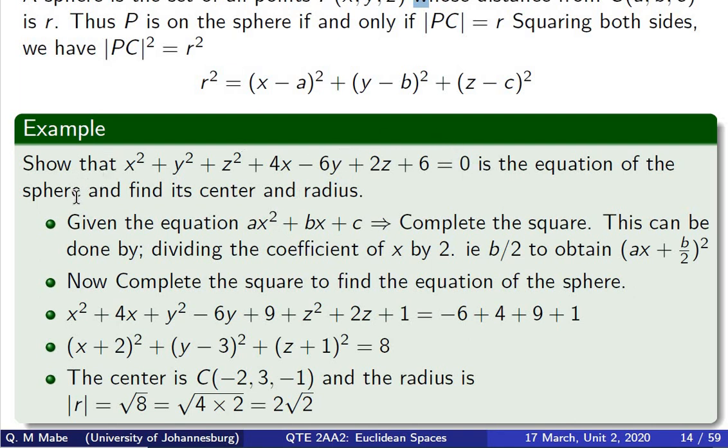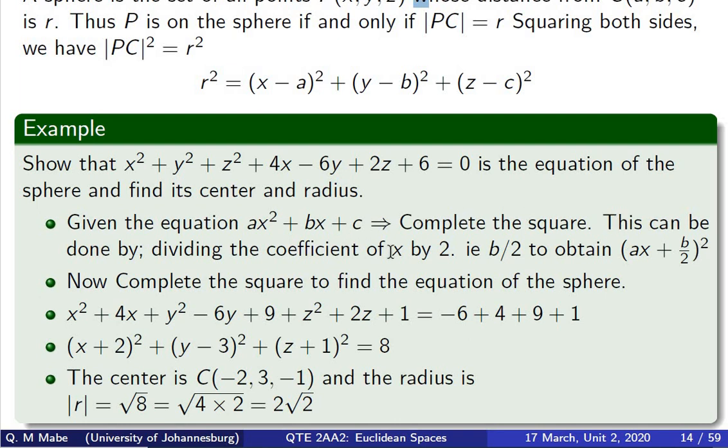We are told that it's an equation of a sphere. Now we need to find its center and radius. In doing this, we need to complete the square. For instance, if I have ax squared plus bx plus c, when we complete the square on this equation, what we're going to do is divide bx by 2.